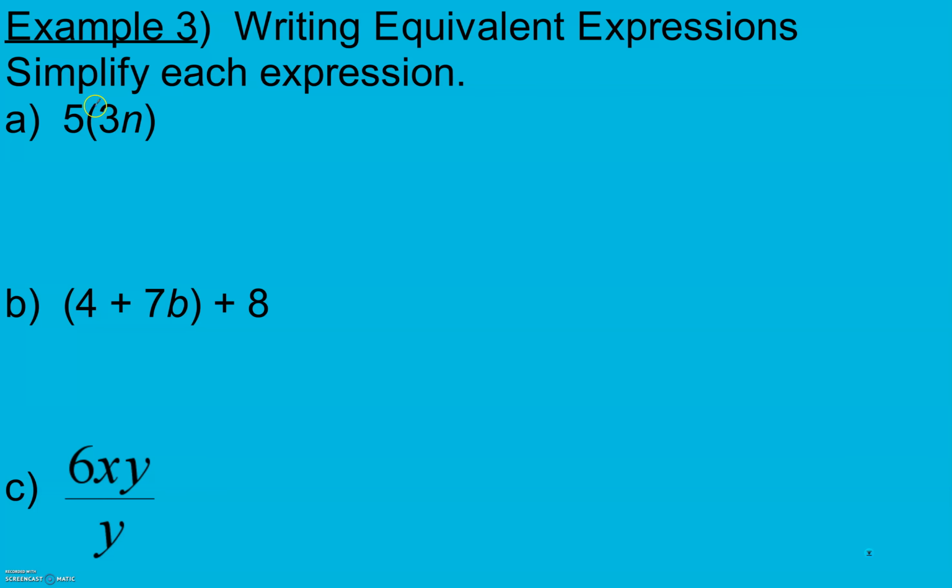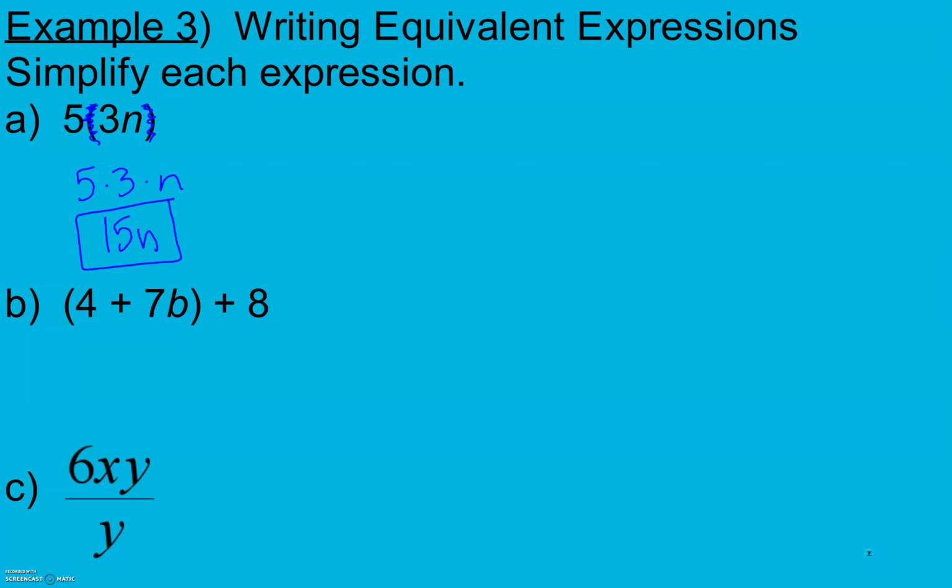And in order to do that, I'm going to change my grouping. I'm going to get rid of my parentheses here using my associative property of multiplication, which says we can change our grouping if need be, as long as all we're doing is multiplying. Now, PEMDAS says I can take 5 times 3 and get 15, and then multiply it by n. So 15n is as simple as that gets.